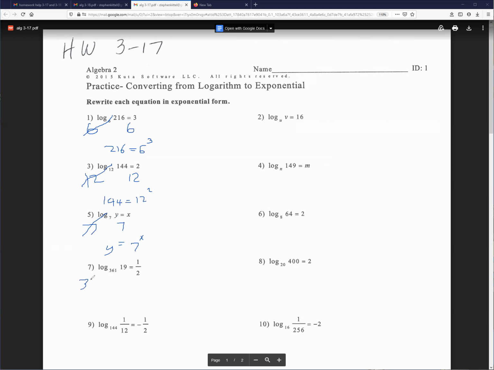361 is the base. Sure, why not? 361 to both sides. Cancel. 19 is equal to 361 to the 1/2, aka square root. 144 to the power on both sides. Cancel. 1/12 is equal to 144 to the negative 1/2. And you can just keep going through all of these like that. There's nothing more to it if all you're doing is converting.